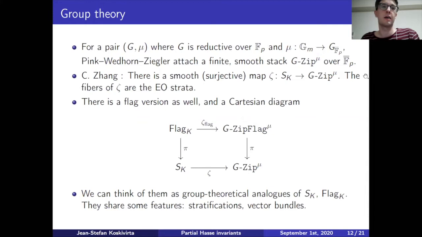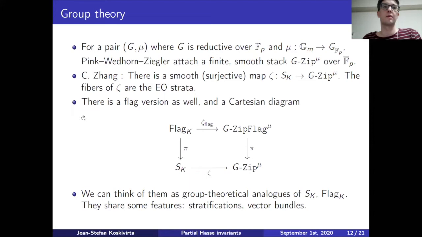Zhang showed that there is a smooth surjective map. Some other authors showed surjectivity. Map zeta from S_K, S_K tensor F_p bar, actually, I should be tensor with F_p bar, to the stack of G-zips. And the fibers of this map are exactly the Ekedahl-Oort strata.